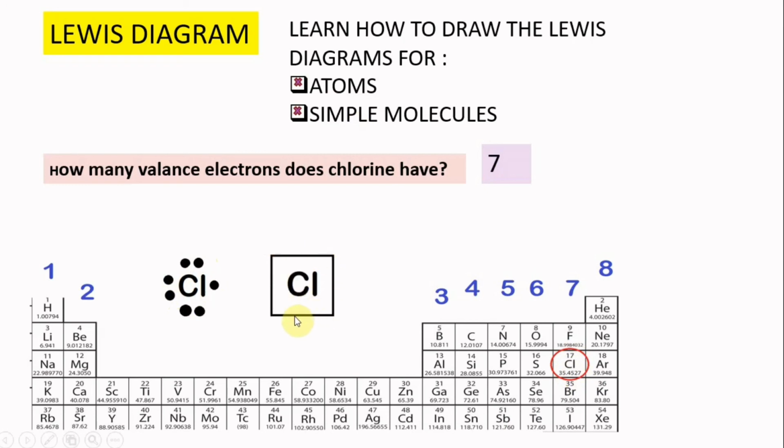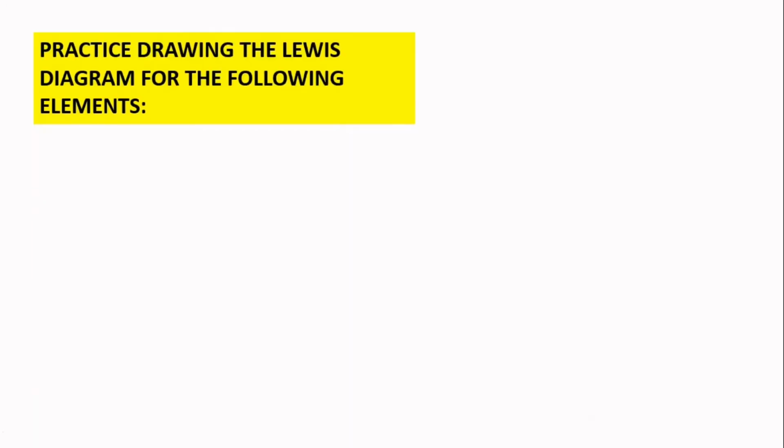Now, let's practice drawing the Lewis diagram for the following elements: hydrogen, carbon, and oxygen. You can pause the video and draw them, and then you check your answers. So, ready? This would be hydrogen, carbon, and oxygen.